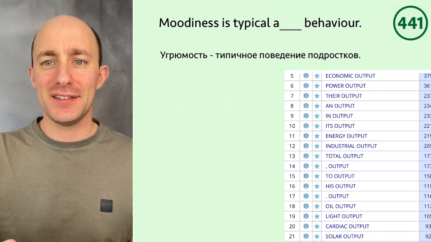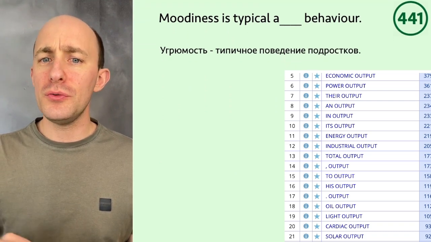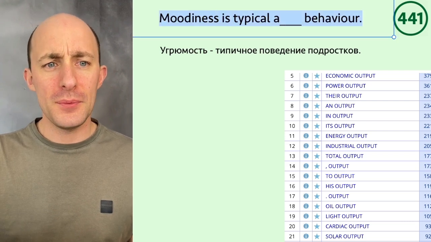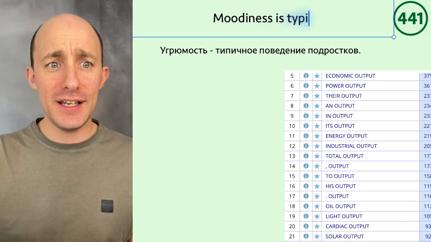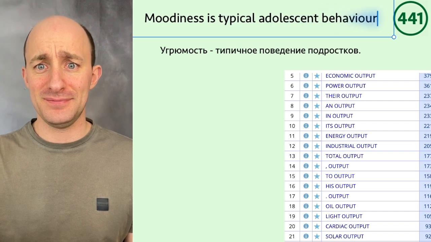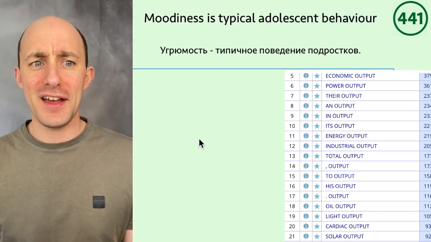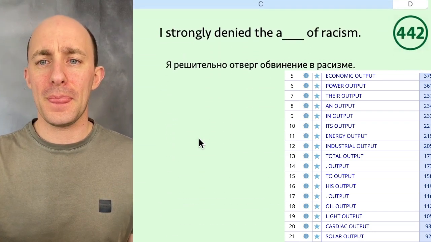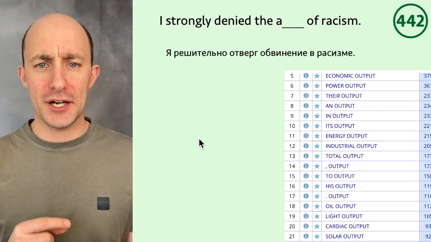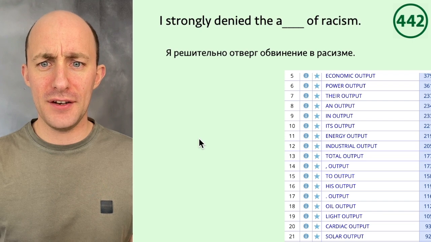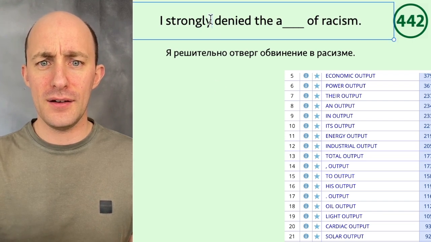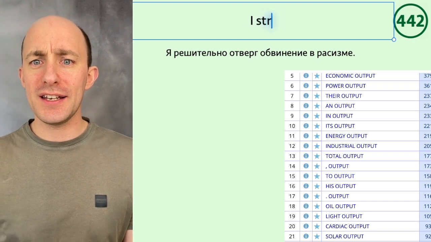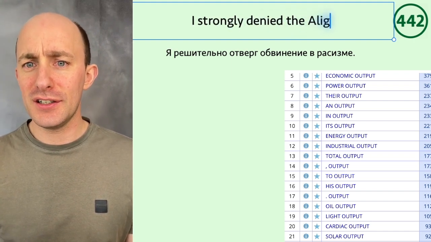Moving on, 441. Угрюмость – типичное поведение подростков. Moodiness is typical adolescent behavior. So, подростки, they are adolescents. The next one. Я решительно отверг обвинение в расизме. I strongly denied the allegation of racism.